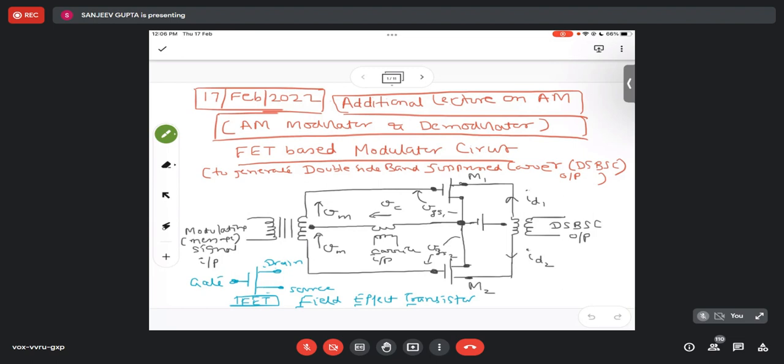So basically, a modulator means how we generate an AM signal from my message signal, which is a low frequency signal, and a carrier signal, which is a high frequency signal. They are the two inputs, because of which I should get an AM signal. And then we have seen that an AM signal is a double sideband signal with a carrier. But we have seen also that the carrier doesn't carry any information, but a lot of energy is wasted there.